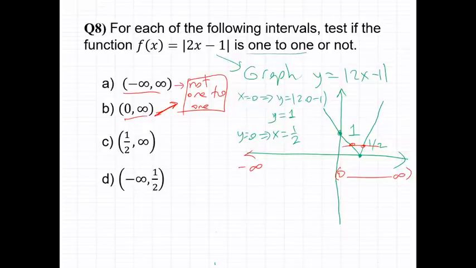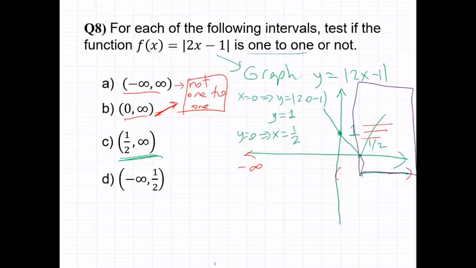But if you do the test for 1/2 to infinity, so it means starting from here and this part here, right? If you take only this part, this window, and use the horizontal line test only on this interval from 1/2 to infinity, then it is one-to-one.